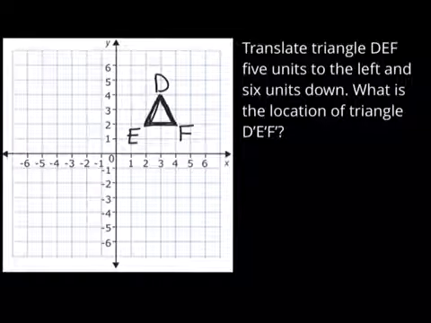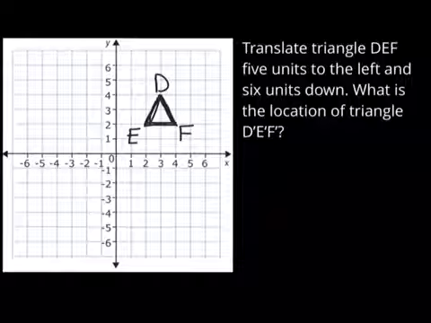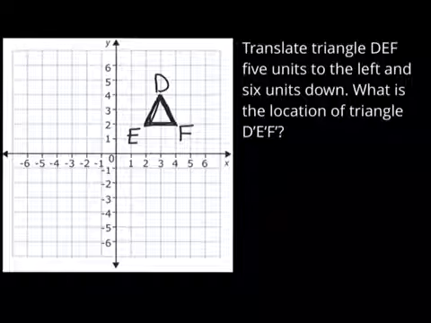Alright, so this one says, translate triangle DEF 5 units to the left and 6 units down. What is the location of triangle D prime, E prime, F prime? So notice I have the primes there, so it wants to know, after I've translated, what are the points for my new triangle. And I know the new one is because of those primes.